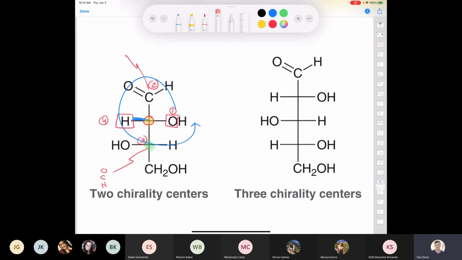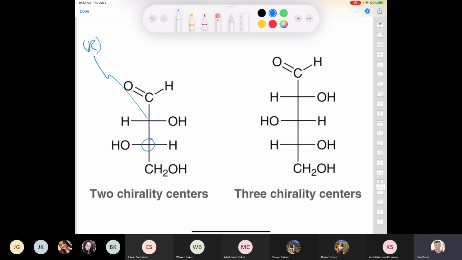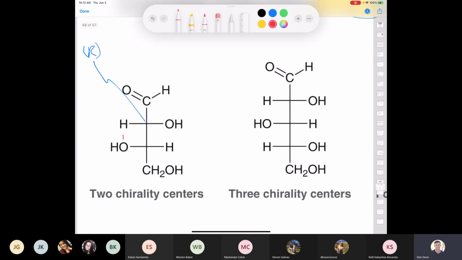So let me erase all this here, and I'll write R, and then we'll try the next one. So here we have an R stereocenter. Let's see if we can figure out this one. Same technique. Look, this is going to be the highest priority. This will be the lowest priority.